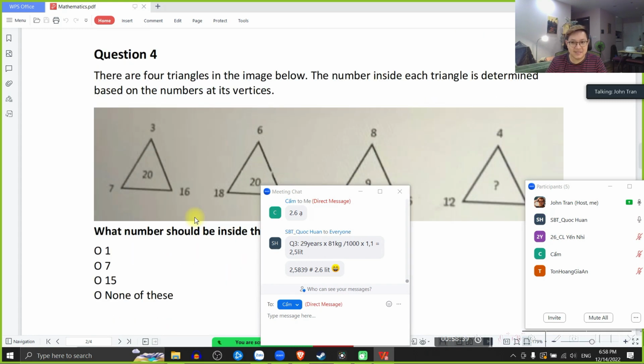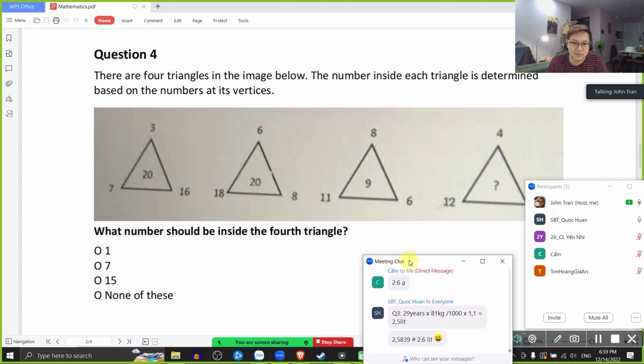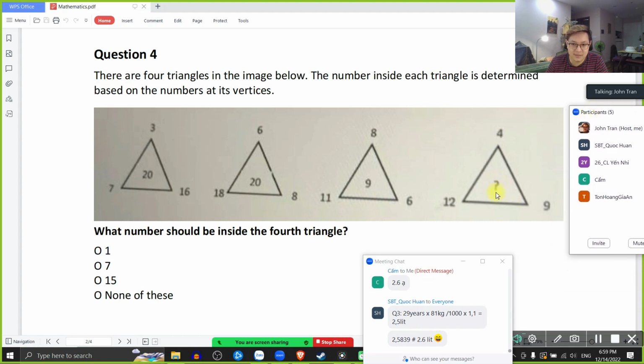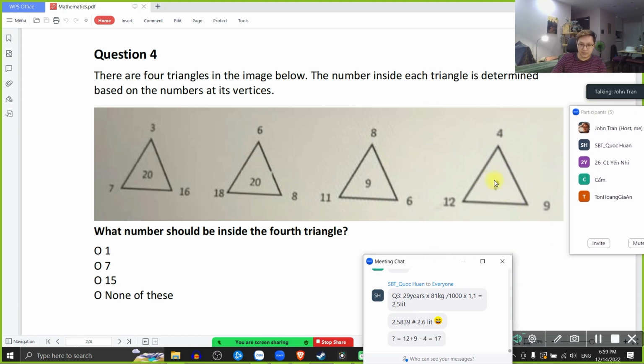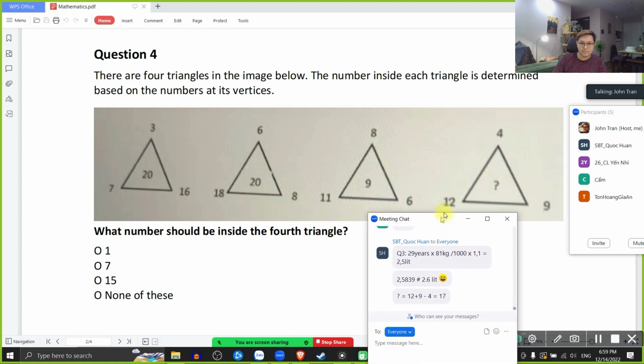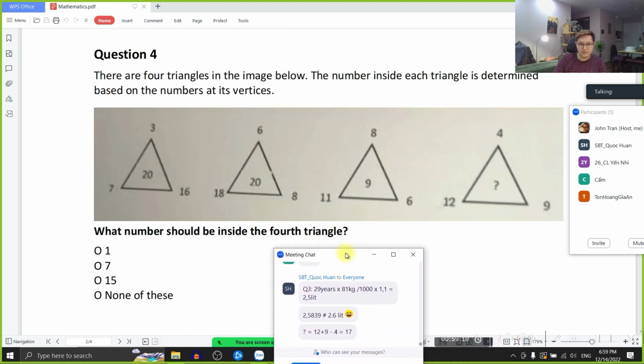Okay, now we have something more difficult. There are four triangles in the image below. The number inside each triangle is determined based on the numbers at its vertices. So, what number should be inside the fourth triangle? What number goes at this question mark? Have a read, just read it.